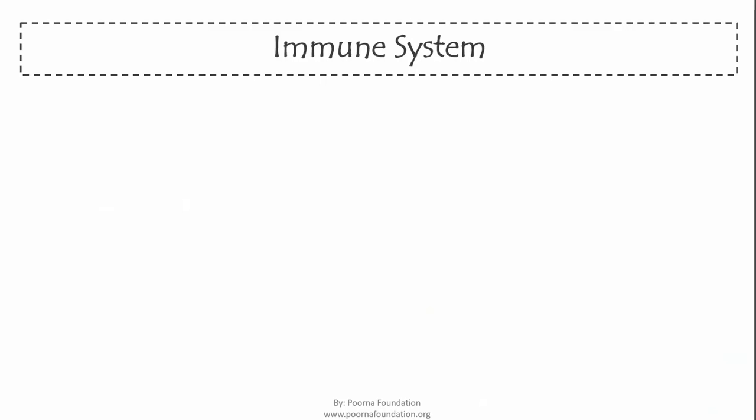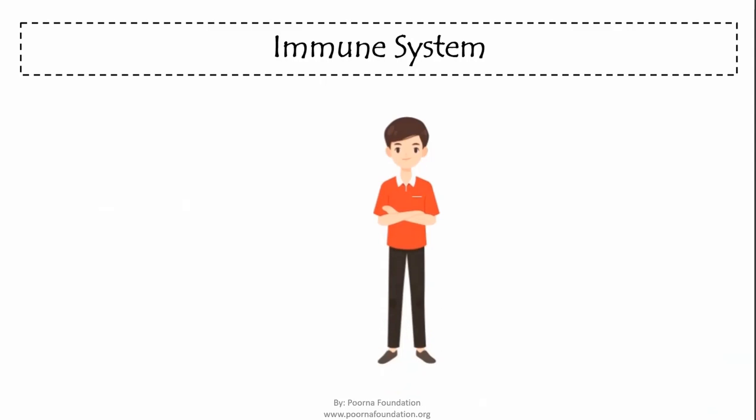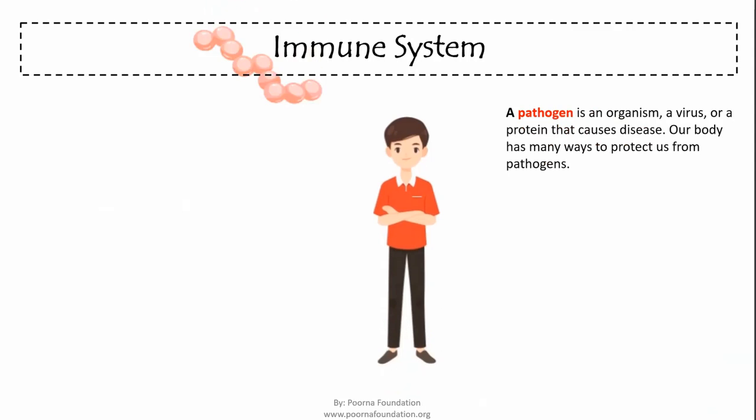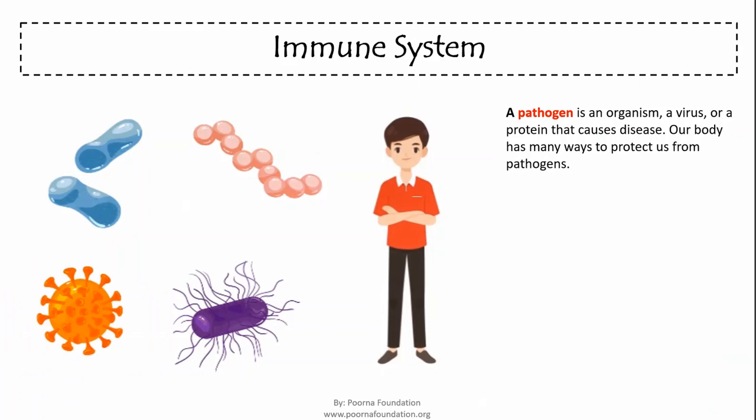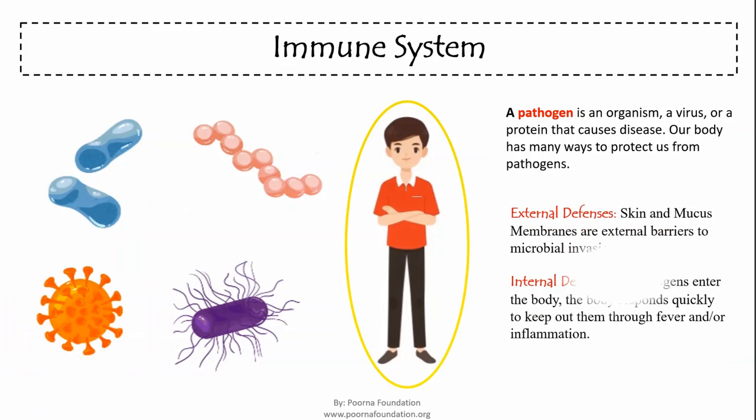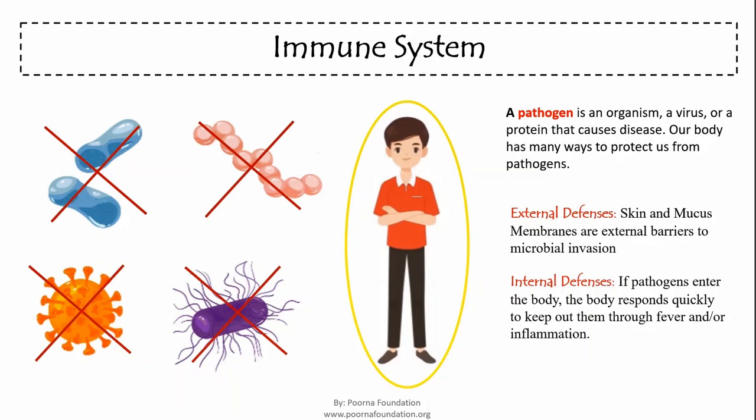Bacteria and viruses are all around us. Most are harmless, but some can make us sick, which are called pathogens. A pathogen is an organism, a virus, or a protein that causes disease. Our body has many ways to protect us from pathogens. These include the external defenses, which are our skin and mucous membranes, and the internal defenses, which are fever and/or inflammation.